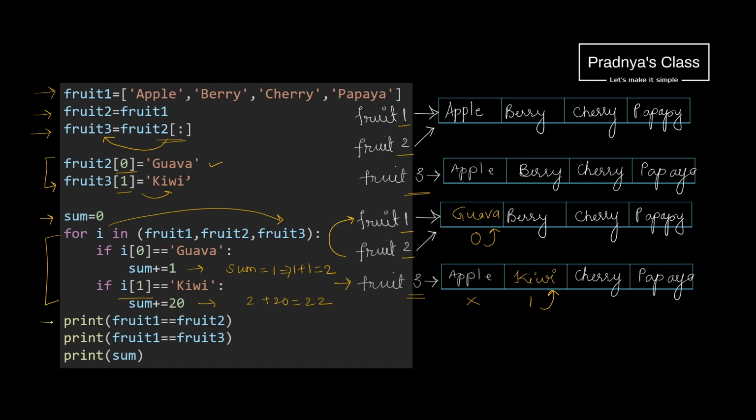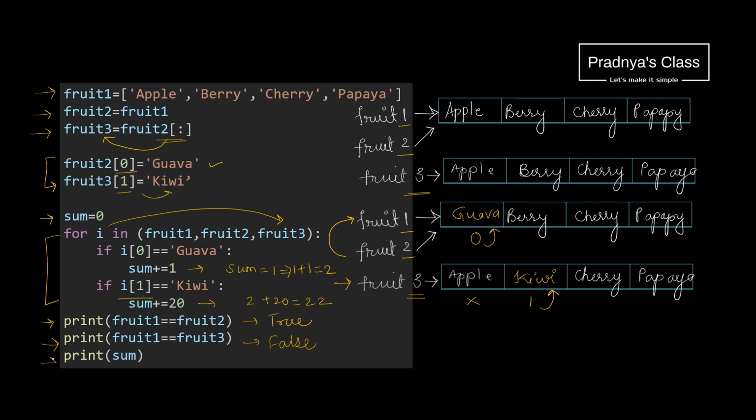Let's proceed to the next statement. We need to compare the fruit 1 and fruit 2 lists. We already understood that they are the same. So what will we get? We will get true. With the next print statement, we are checking 1 and 3. We know that 1 and 3 are not the same. That's why we will get false.